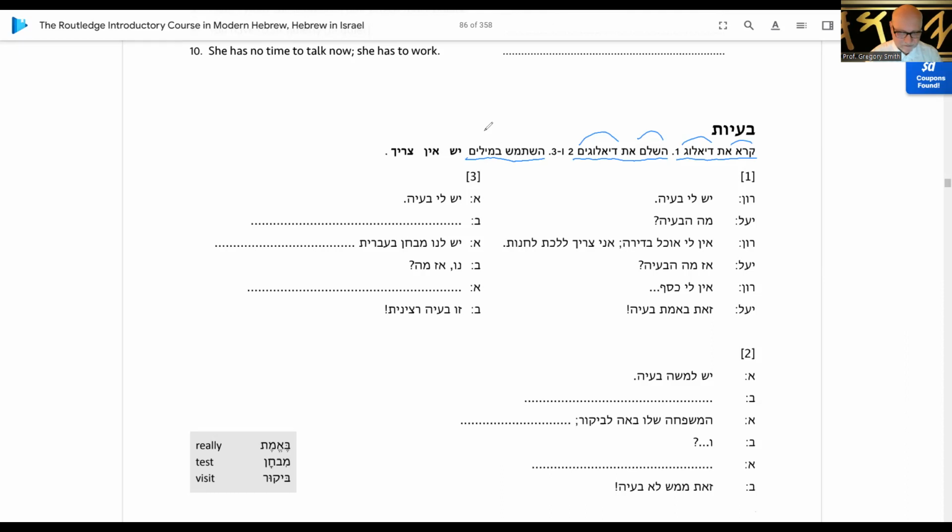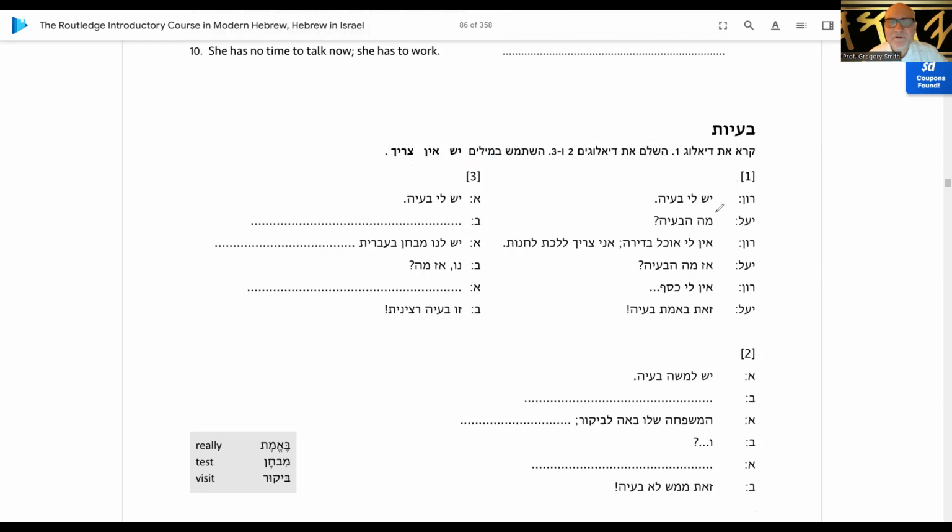השתמש במילים. Ashitamesh. Listen to that. Okay, so this is the word for use. Bamilim, those are words. Okay, so you're going to use yesh, ein, or zarich. So there is, there is not, or the need word. Remember that?